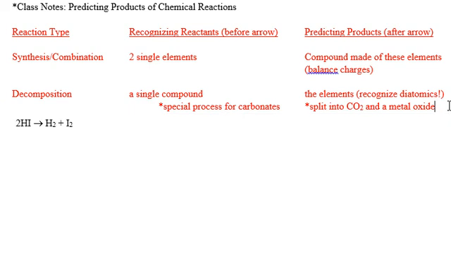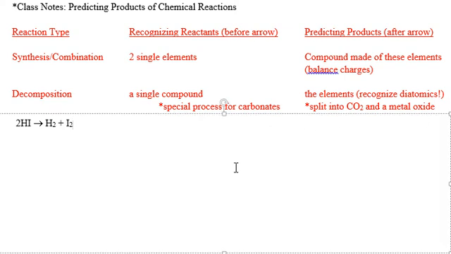Okay, so special process for carbonates. If you remember that a carbonate is CO3 2-, anything that's bonded with carbonate has a typical decomposition pattern, and it'll split into carbon dioxide and a metal oxide. Now I'm going to give you a couple of examples of this so that you can see that.